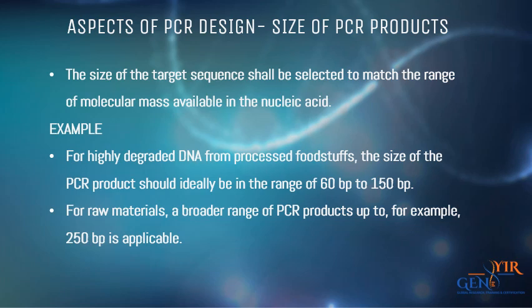For raw materials, a broader range of PCR products up to, for example, 250 base pairs is applicable. However, if prior experimental studies are carried out to determine the validity of primer sets yielding different-sized PCR products, these may be used on the matrix for which they have been validated.